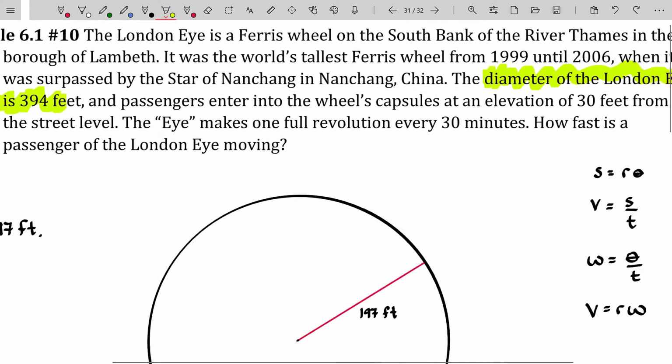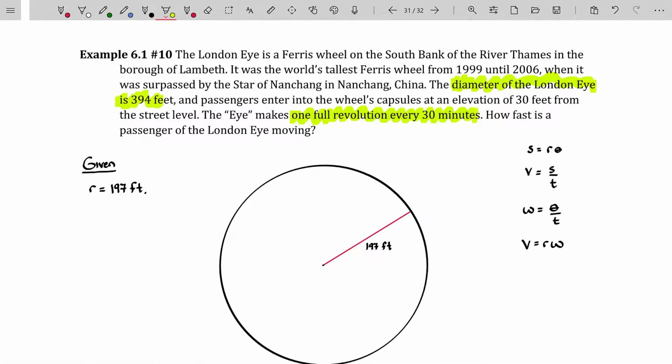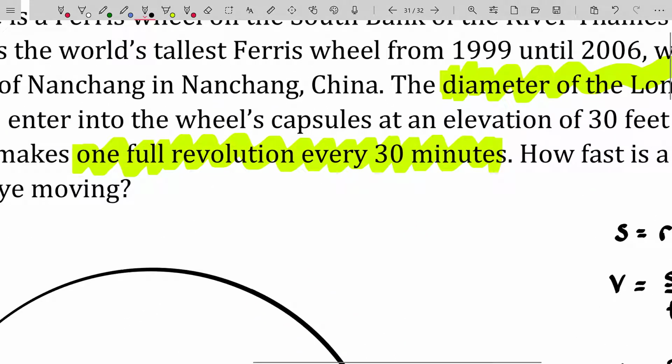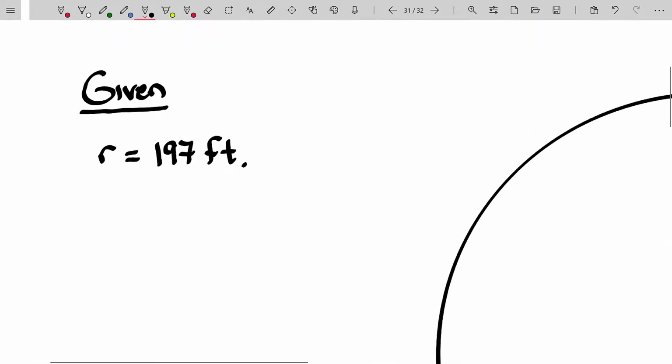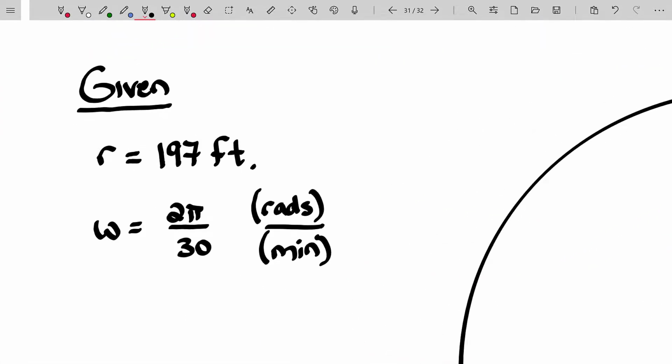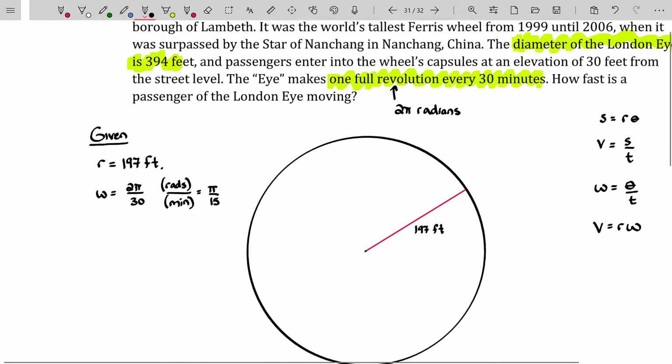The other piece of information we have here is the eye makes 1 full revolution every 30 minutes. So that's going to give us an angular velocity. You might not think it does, but remember, if you know that 1 full revolution is 2 pi radians, then you know you go through 2 pi radians every 30 minutes. So our angular velocity would be 2 pi radians per 30 minutes. Obviously, you can simplify that if you wanted to. That's just pi over 15. Again, it's still radians per minute. Now, just in case, let's look to see if they handed us anything else.